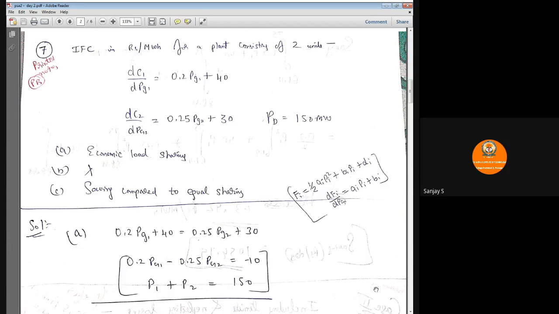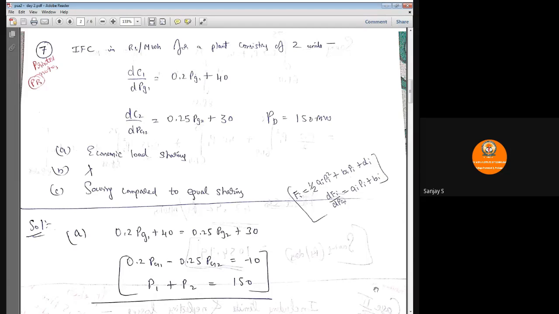Okay, here, in this particular problem, I have not given the complete statement of the problem. Straight away I have written the given data. So it says the incremental fuel cost in rupees per megawatt hour for a plant consisting of two units are given by dC1 by dP1 is equal to 0.2 P1 plus 40, dC2 by dP2 is equal to 0.25 P2 plus 30, and the demand is 150 megawatt. In order to save time, I have not given the statement here. We are supposed to find economic load sharing.